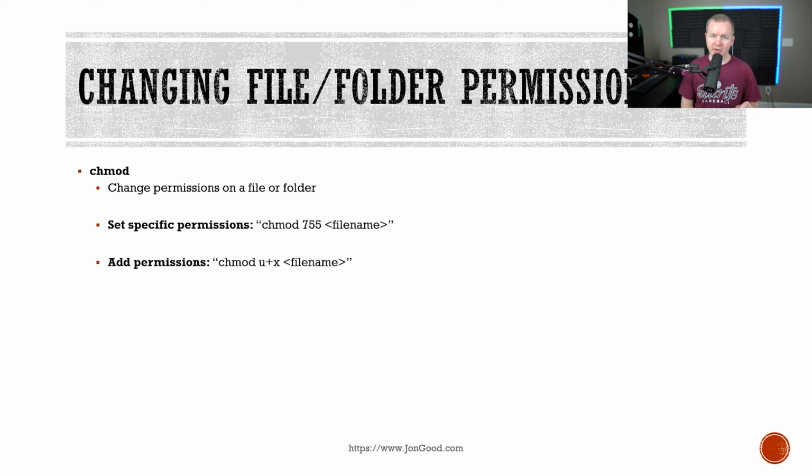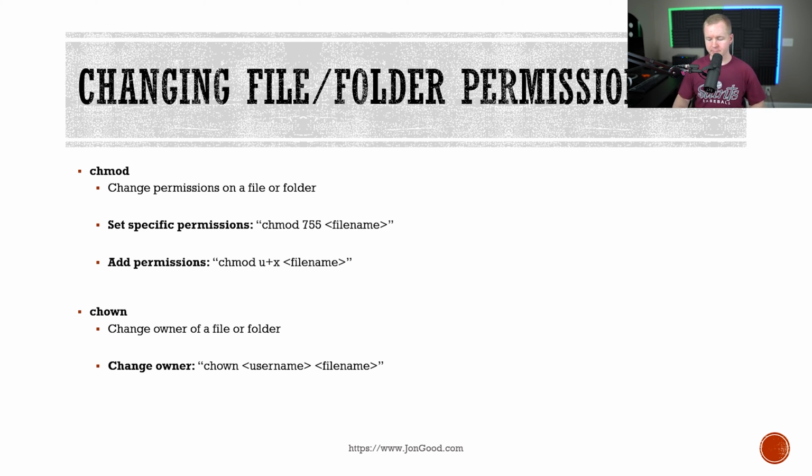You can add specific permissions as well. If you want to change a file into an executable file, you could do chmod, and in this case, it is the user, so you, plus x for execute, and then the file name. Chown changes the owner of a file or folder. If you want to change the owner, you would do chown, the username, and then the file name. Then you can change the group only: chown, colon, the group name, and then the file name.